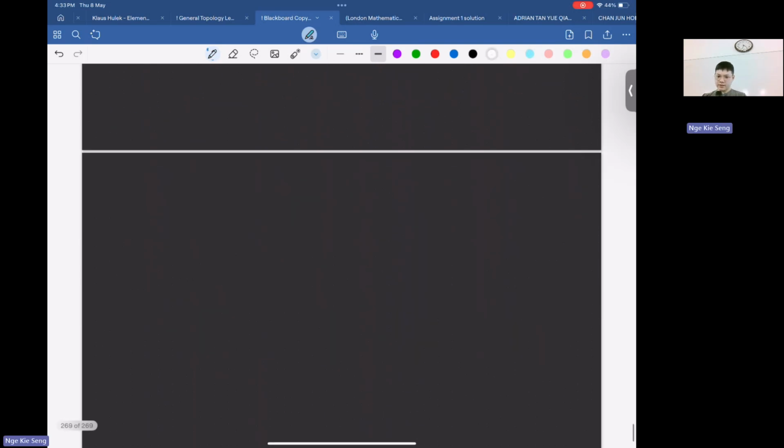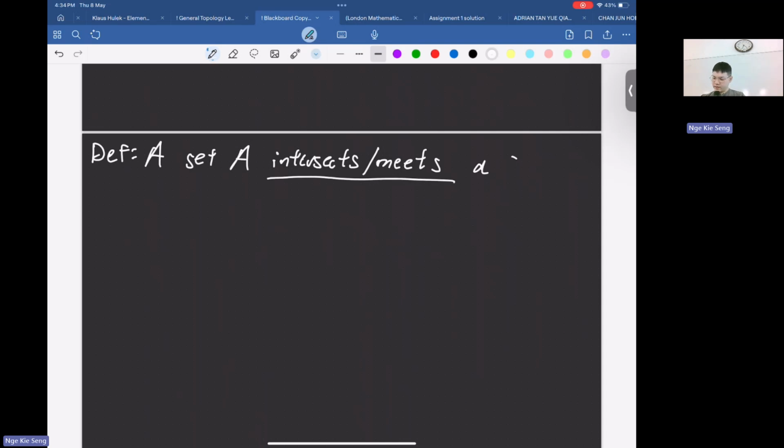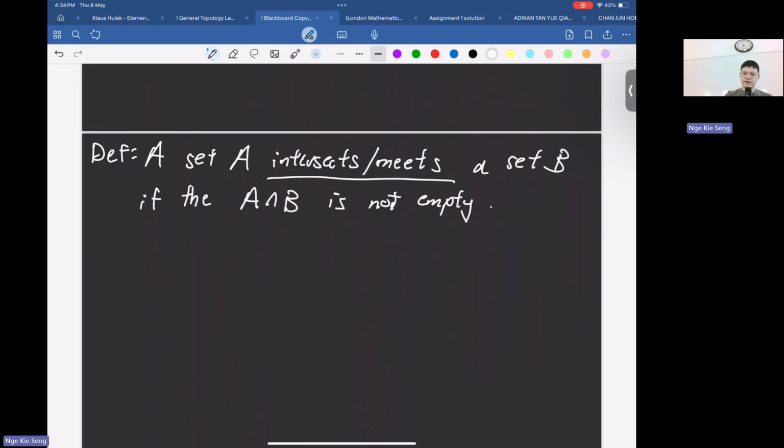We say that a set A intersects, or sometimes we say meets, a set B if the intersection is not empty. Okay, we will say that a set A intersects or meets set B if the intersection is not empty. So we are going to use this language to prove something.